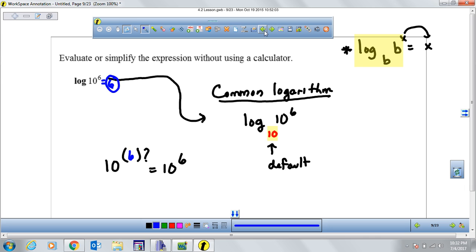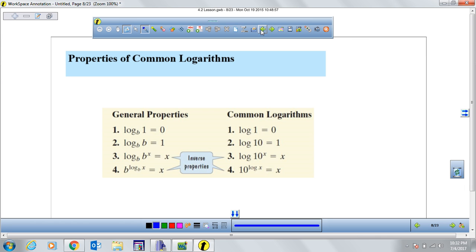Now, these are the special properties, and there is one more that you can have for your record that we will not be using in this course at this point. It is one of the inverse properties, which is this one. We basically went over the first 3.